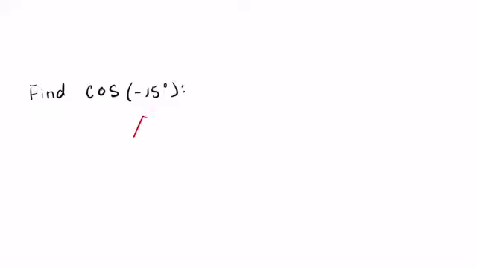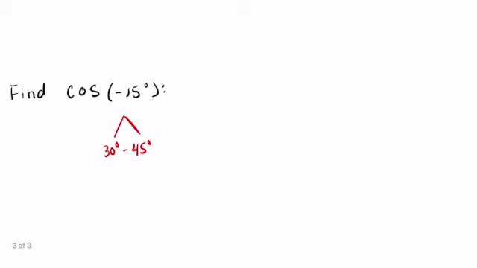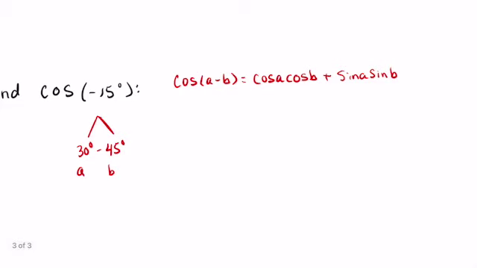Here we have the cosine of negative 15 degrees. Well, I'm thinking, what two essential angles do I have on my unit circle that can add or subtract to give me negative 15 degrees? And I know that we can say 30 degrees minus 45 degrees will definitely give us negative 15 degrees. So in that particular case, this time it does matter which one is A and B. So I have the cosine of A minus B, and that's the cosine of A times the cosine of B plus the sine of A times the sine of B. So now we're just going to plug it into our formula.